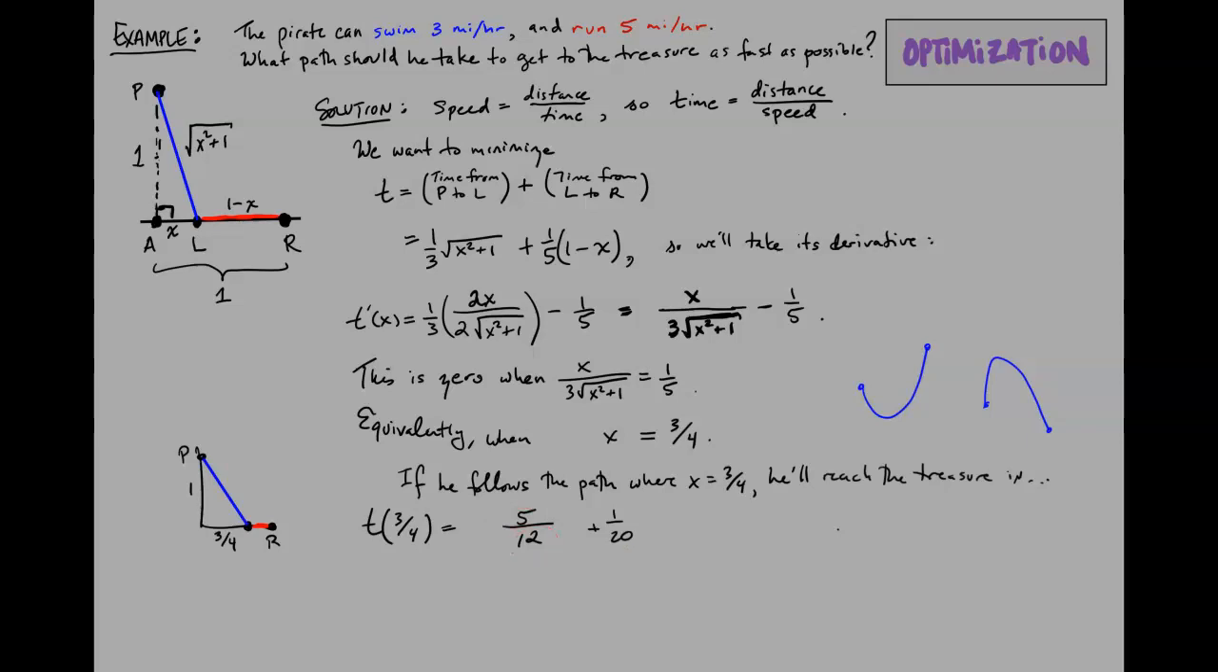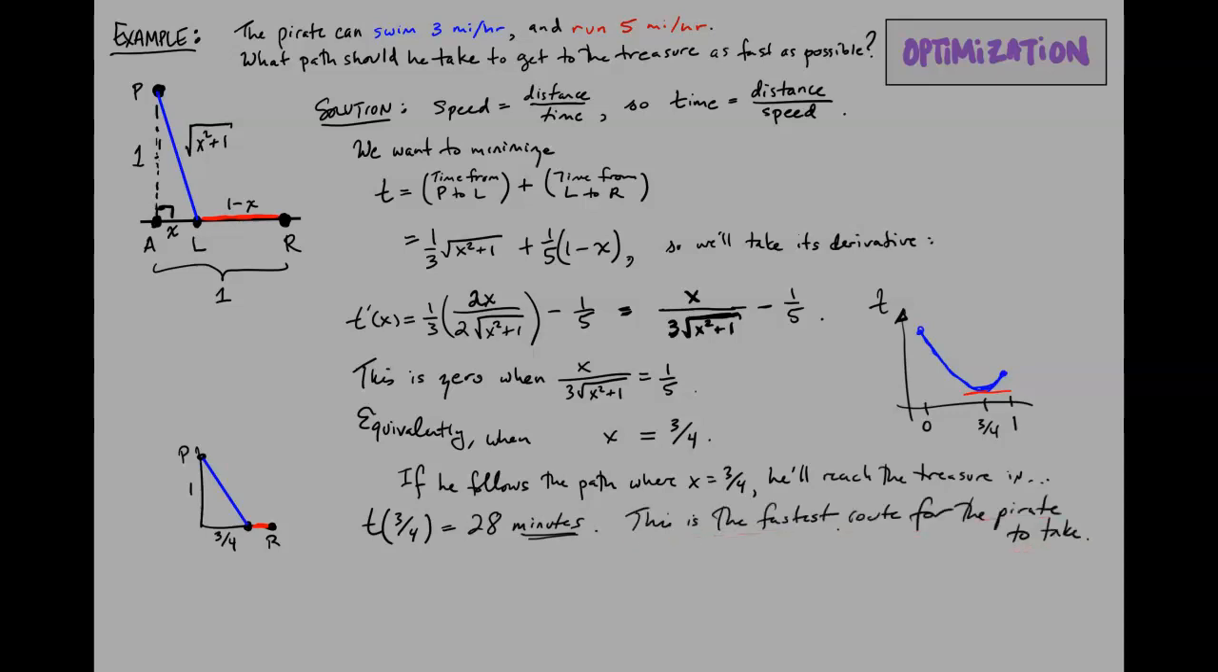So each 12th is 5 minutes. That means 5/12ths is going to be 25 minutes. And a 20th of an hour, well, that's 3 minutes. So 25 minutes and 3 minutes gives us a total of 28 minutes on the nose. Ah, that is faster than swimming straight from P to R, which was 28 minutes and a few seconds. Which means that our graph, rather than looking precisely like one of those, would be more like this. The time is shorter when x is 1 than it is when x is 0, but it's shortest of all when x is 3/4. This is the fastest route for the pirate to take.